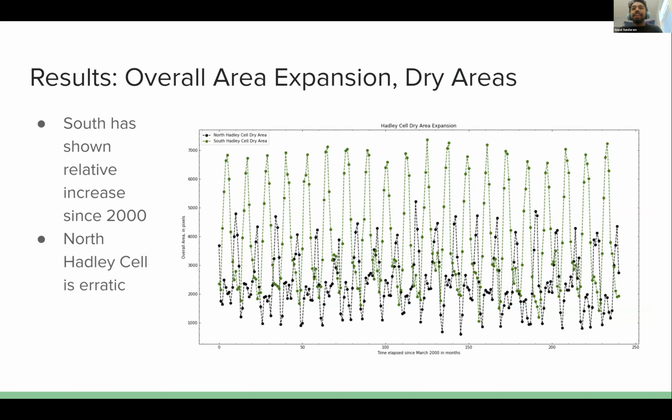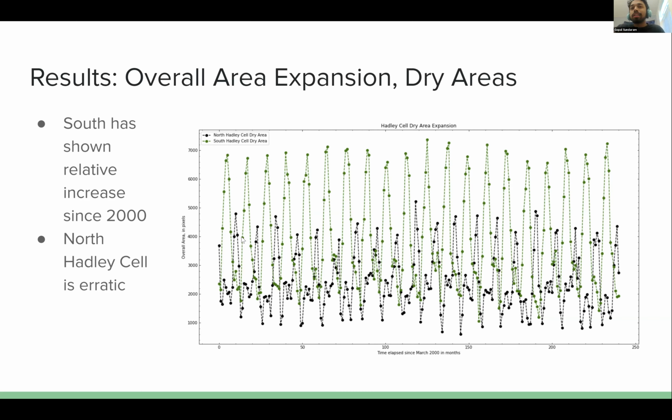They also ended up being remarkably periodic, like remarkably so. You can see here they got this really nice pattern. The South Hadley cell obviously is a little bit larger, I'd say. You got these really large peaks that are quite consistent, actually. There's a little bit of a change at the tops, not as much at the bottoms, for the South Hadley cell in particular. But I'd say for the South, there's been a relative increase since 2000. You can see there's a little bit of a trend up, up, up. It goes down a little bit, but then it still ends up in a higher place than it began.